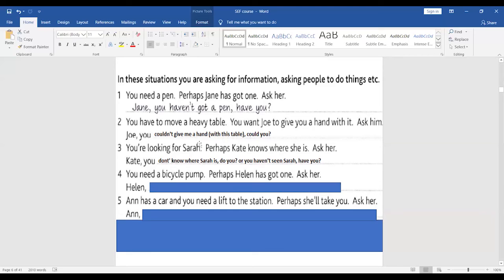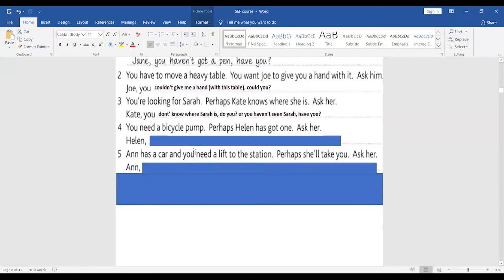Could you? Third one, you're looking for Sarah. Perhaps Kate knows where she is. Ask her, Kate, you don't know where Sarah is, do you? Or you haven't seen Sarah, have you? The phrase, the question, do you or have you, are the question tags. But you need to give the phrase followed by the question tag.